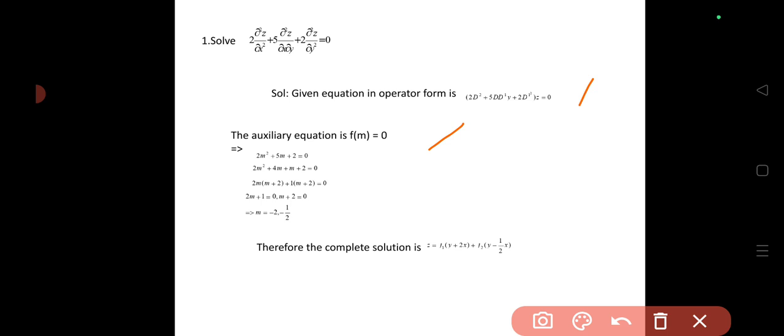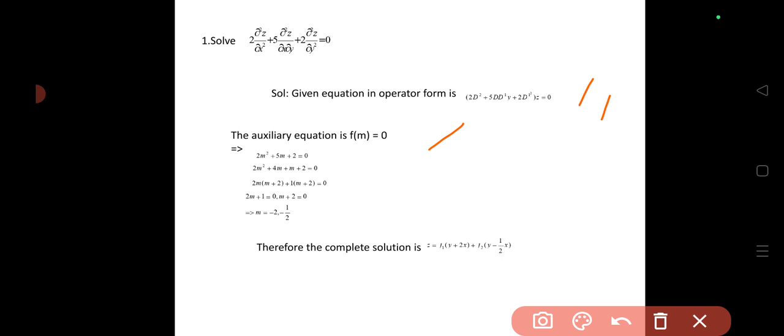And the third part, that is 2 ∂²z/∂y². So we have already learned, whenever ∂z/∂y comes to you, just write D dash. Since it is ∂²z/∂y², you have to write D dash square. So the equation goes in this way: (2D² + 5DD' + 2D'²) z = 0. After writing in such a format, whenever D is there, just put m, and whenever D dash is there, just put 1.